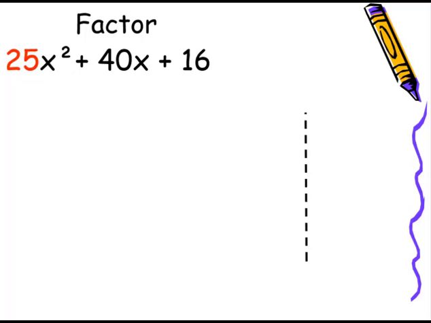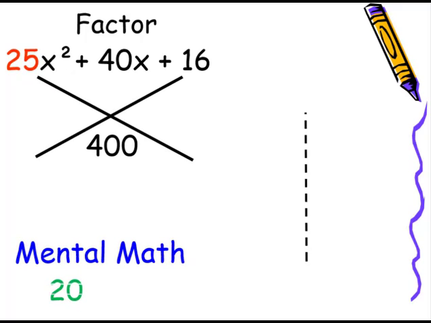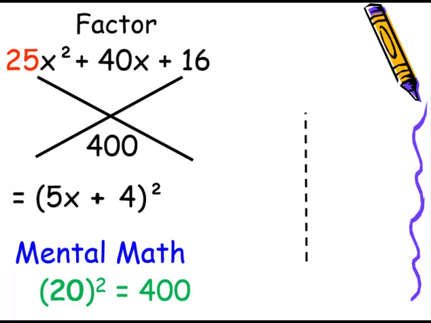First, let's check to see if the quadratic trinomial is a perfect square by multiplying 25 times 16. Next, we will take half of 40, which is 20, and square it. It checks. 25x squared plus 40x plus 16 factored is equal to the quantity 5x plus 4 squared.